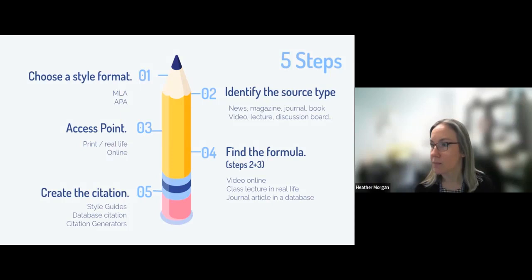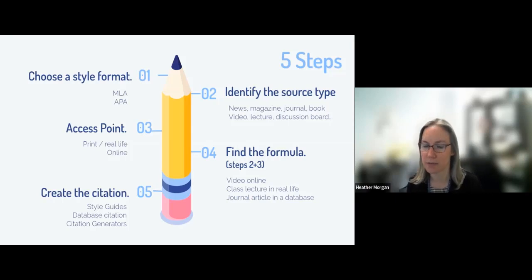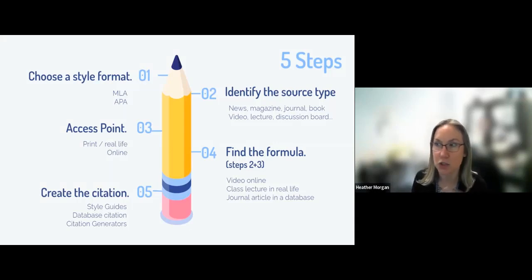So step 4 is where you are going to put together steps 2 and 3. And that's how you're going to find the formula. You're going to look and say, my source type was a class lecture, and my access point was in real life. So I'm going to now look for the formula for how do I cite a class lecture in real life. Maybe you read a journal article that you found through one of the library databases. Okay, it was in ProQuest. It's a journal article in a database. And so then you would look for that formula.